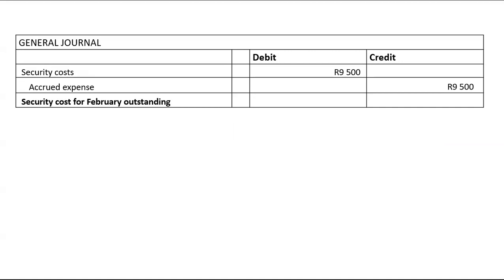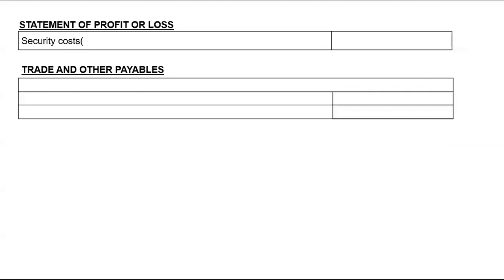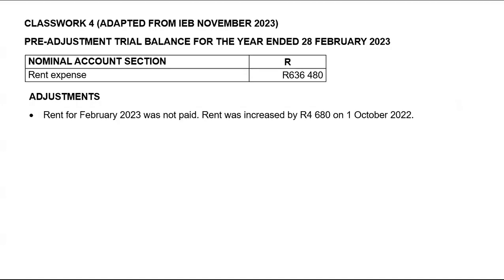In the financial statements, we will take 104,500 minus 9,500. I mean, plus 9,500 because it's accrued expense. 1 month was outstanding. It'll give you 114,000. But 9,500 becomes an accrued expense. It will be recorded in trade and other payables. Try this one out.